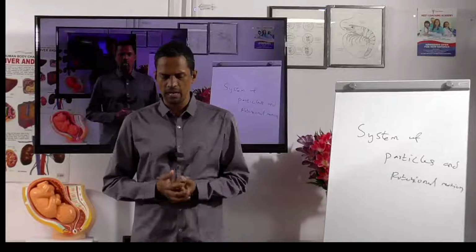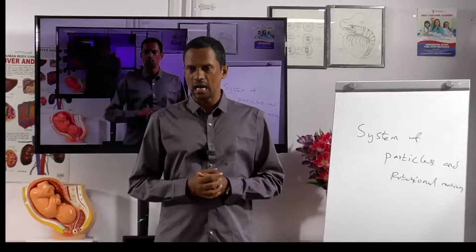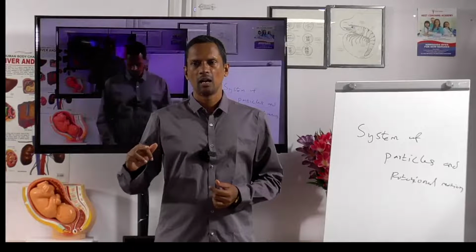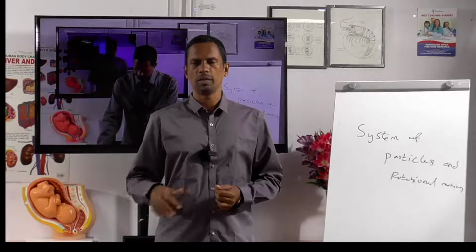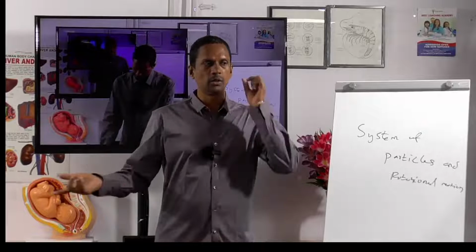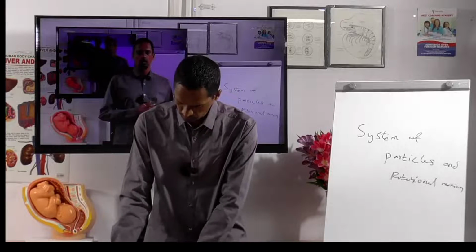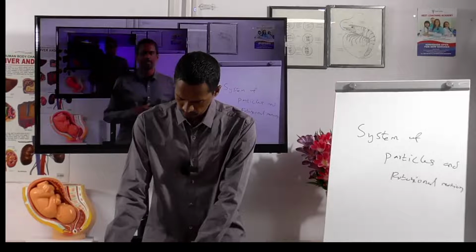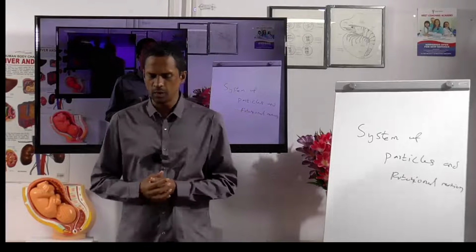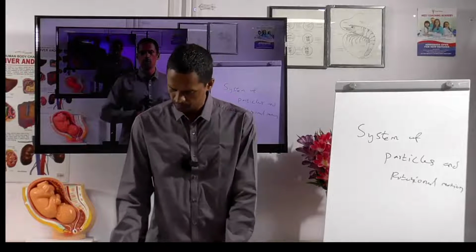Linear velocity is given by r omega, that is, linear velocity is equal to r into omega, where r is the radius and omega is the angular velocity. So linear velocity is equal to radius into angular velocity. Omega is equal to d theta by dt.